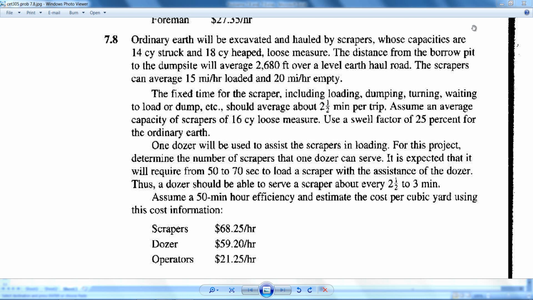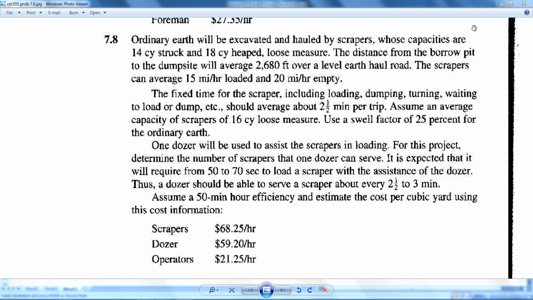Okay, so we're going to look at problem 7.8 and 7.9, and if we get 7.8 set up in an Excel spreadsheet, we can use that same spreadsheet with a few modifications to do 7.9 as well. So this is ordinary earth will be excavated and hauled by scrapers whose capacities are 14 cubic yards struck and 18 cubic yards heaped. Loose measure.